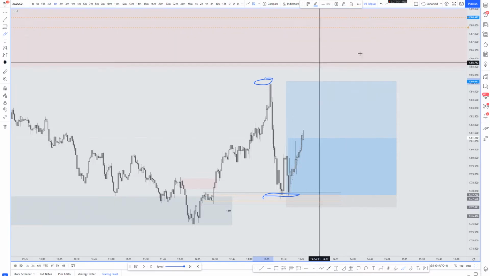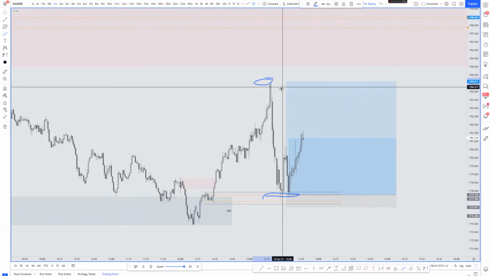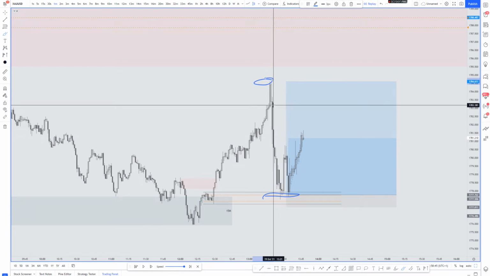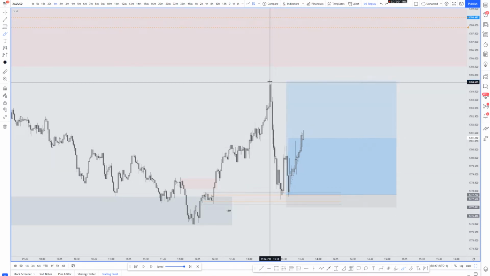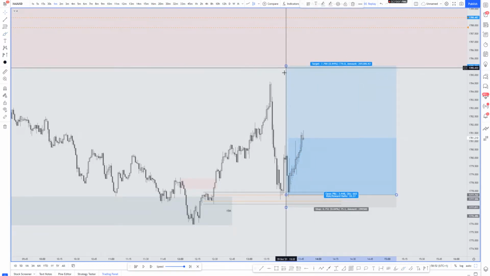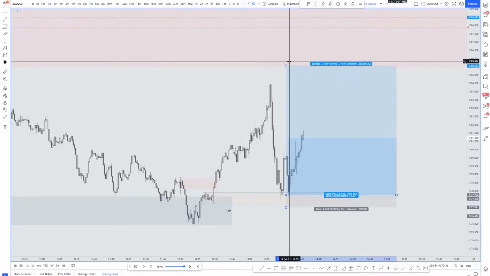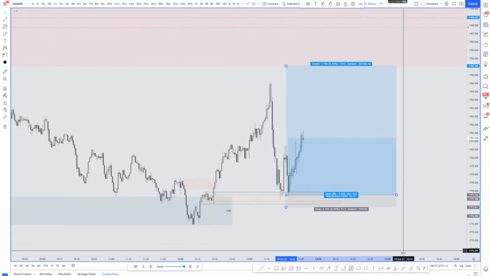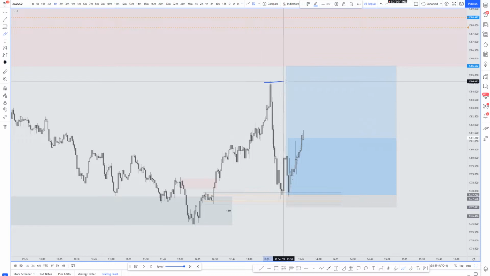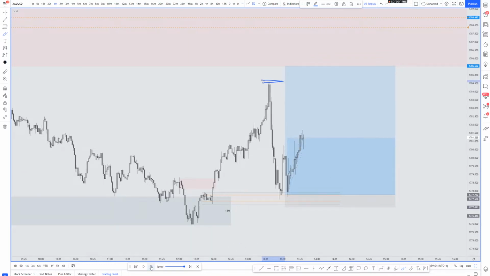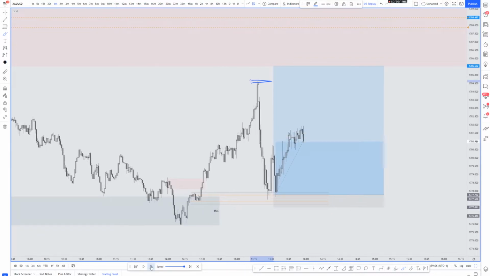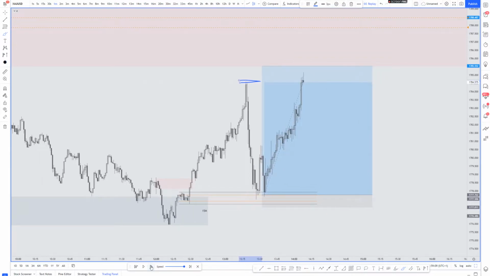If I was shooting for the sky, I would obviously take partials, let the rest run. I didn't really like what I saw when I saw gold coming up here. So my initial target was actually here, and I was going to leave partials and let it run. What ended up happening was when we came up here, I didn't like the way gold was acting. So I ended up closing a little more than I was planning on, which was 70% of the trade. And I'm glad I did. So right around here, I think I closed 70% of the trade.